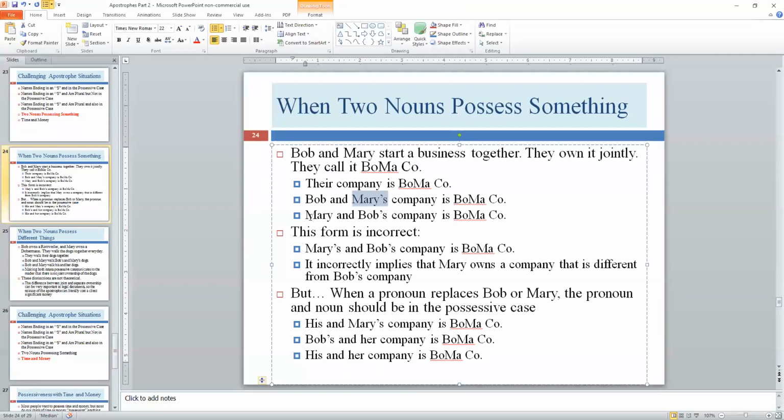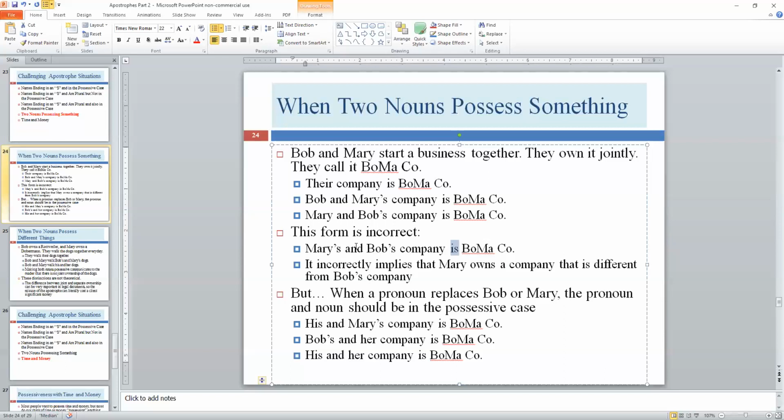And you can, again, flip it. Mary and Bob's company, again, this is one unit, being owned together, company is Bo-Ma company. This form would be incorrect. Mary's and Bob's company is Bo-Ma company. It correctly implies that Mary owns a company that is different than Bob's company. Now, it is true that we're saying is here, which implies there's just one company. So you're kind of mixing grammatical signs. This isn't a terrible sin to commit from a grammar's perspective, but it's preferable not to do it that way.